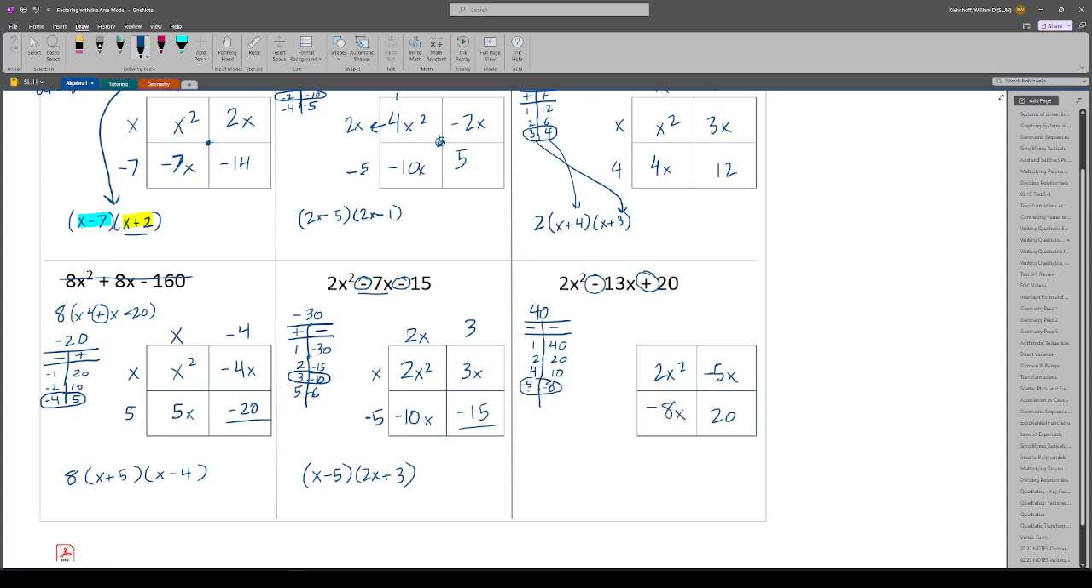Our GCF on the top row is going to be just a single x, meaning we need the 2x up here. And then we need a -4 and a -5. And the -4 times -5 does make 20, so our answer is correct. And since we didn't have a GCF, we just do x minus 4 times 2x minus 5 as our final answer.